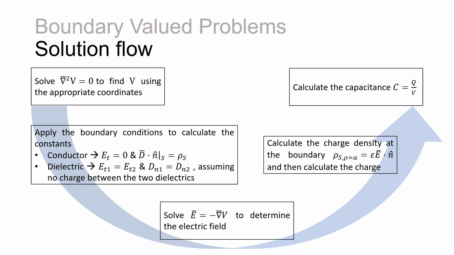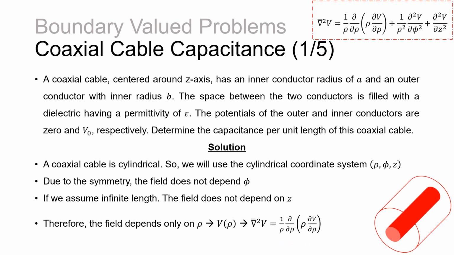As a fast reminder, we start with Laplace equation together with boundary conditions to calculate the voltage. Once we calculate the voltage, we calculate the electric field. Then from electric field, we calculate charge density. From charge density, we calculate Q. And finally, we substitute in the capacitance equation to calculate the capacitance.